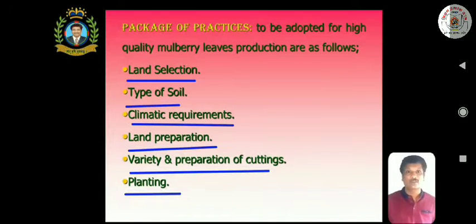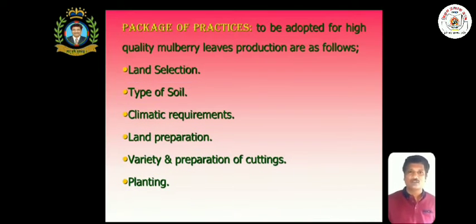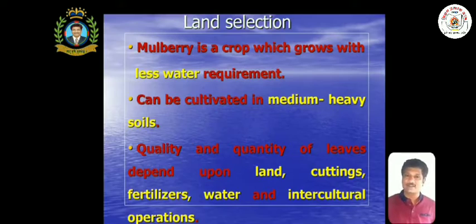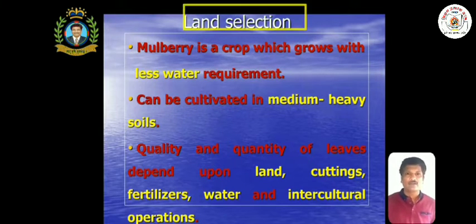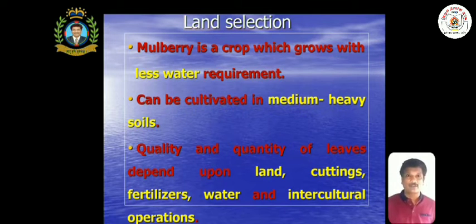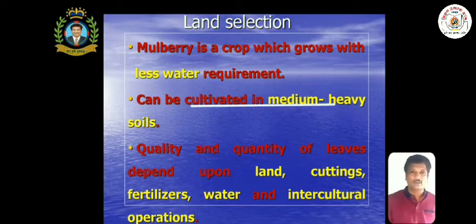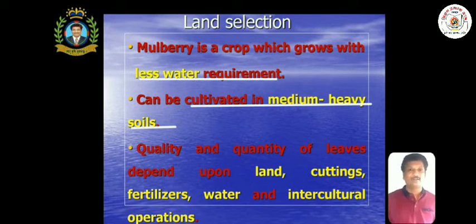Land preparation and planting are some of the important packages of practices in moriculture. Now we will see which type of land is required for cultivation of mulberry crops. Mulberry is known as Kalpavruksha as it is grown on several different types of soils, such as medium to heavy soils, and requires the least quantity of water also.